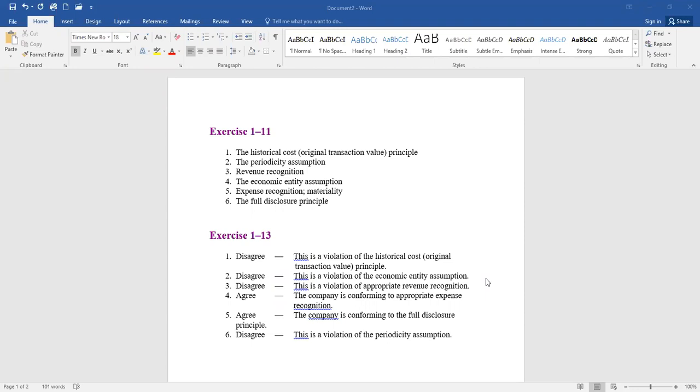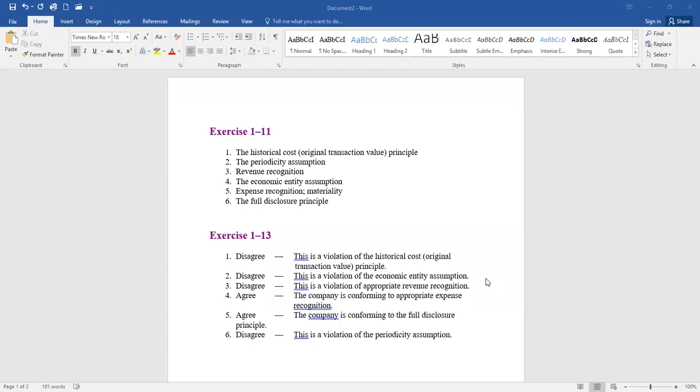Well, that violates full disclosure. We should record all information or disclose all information that's material in amount, and material in amount means it would change a decision maker's mind. So that $2 million would change a decision maker's mind depending on the severity of the lawsuit.